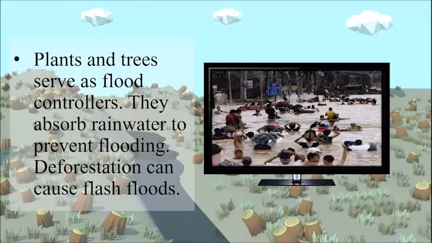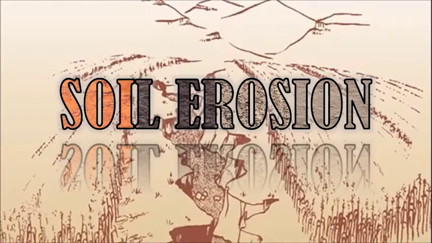Plants and trees serve as flood controllers. They absorb rainwater to prevent flooding. Deforestation can cause flash floods. Let's now proceed to soil erosion.